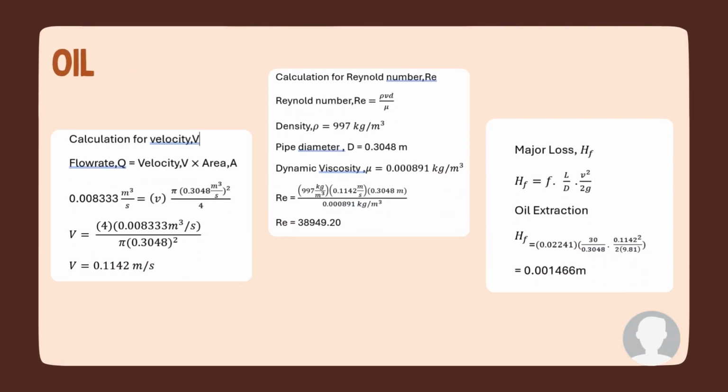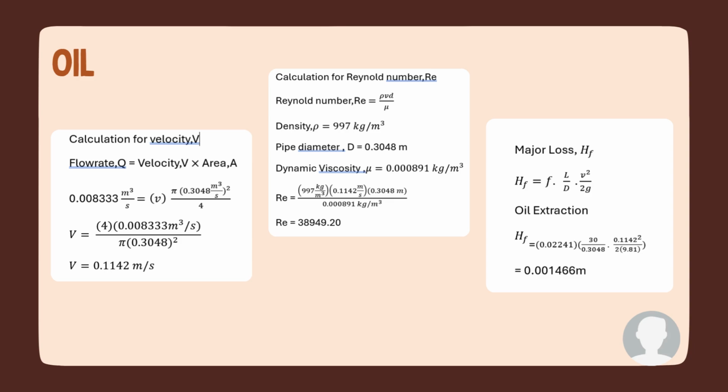Assalamualaikum. I am Haris. I am the one who is responsible for the oil calculation. So we have to get the velocity first. The formula we use is Q equals VA. We know that the flow rate is 0.00833 meter cube per second, equals V times the area, and the area for this formula is pi D squared over 4.